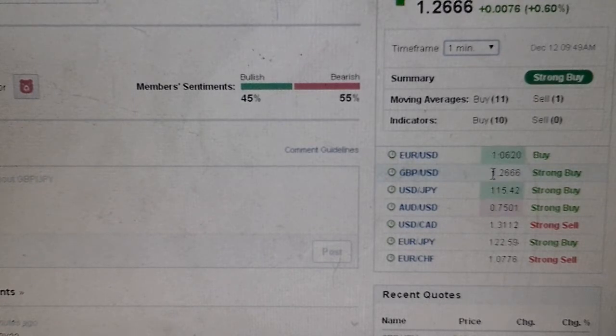And my system is about, we go down the list here, but we only select currencies that have strong signals. So if you look at this list, you see that the euro just has a buy, so that's not a strong signal. But if you look at the pound, it's a strong buy signal. The Japanese yen is a strong buy. The Australian dollar is a strong buy. The Canadian dollar is a strong sell. The Euro Japanese is a strong buy, and the Euro Swiss franc is a strong sell.